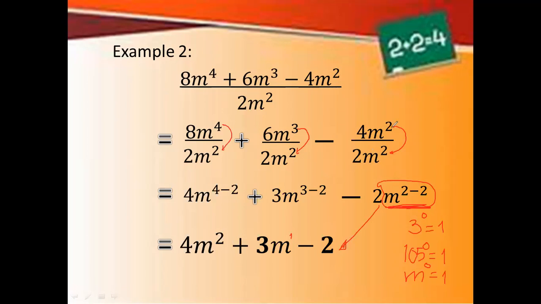All right, so 8m to the power of 4 plus 6m cubed minus 4m squared divided by 2m squared equals 4m squared plus 3m minus 2. And this will be our final answer.